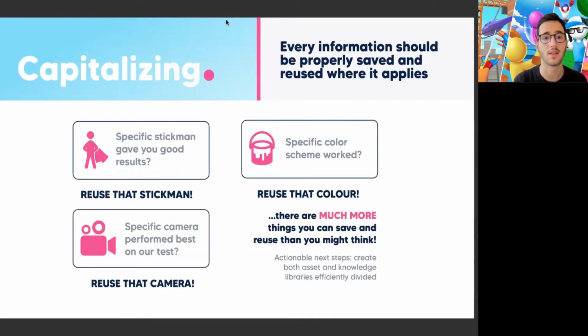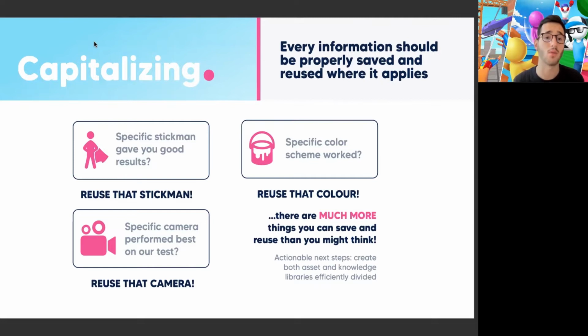In the same mindset, you can capitalize a lot on what you learned on your games. So every piece of information should really be saved with very good practices and methods and reused where it applies afterwards. This applies, as mentioned, to information regarding what works in terms of CPI or retention. This is a bit the broad view, but behind those metrics, there are specific reasons why it was the case, right? It might be the assets you used, it might be the art style, it might be many things. And within those things, you would also have the camera.